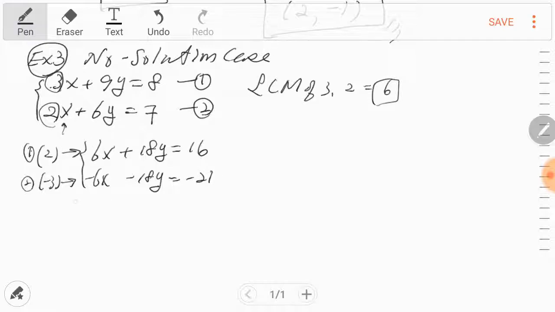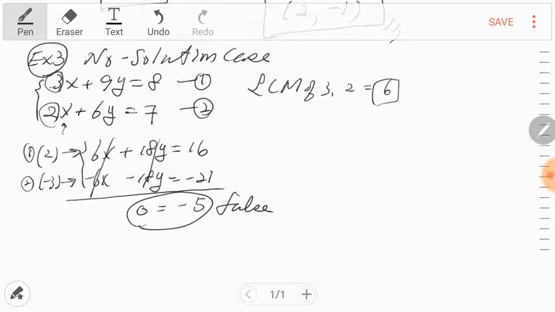And then add these two equations. Okay, this one cancels out. 0 is equal to negative 5. All right. Now, the problem is the result is false. Since the result is false, our conclusion is there is no solution. Why is there no solution? Why?